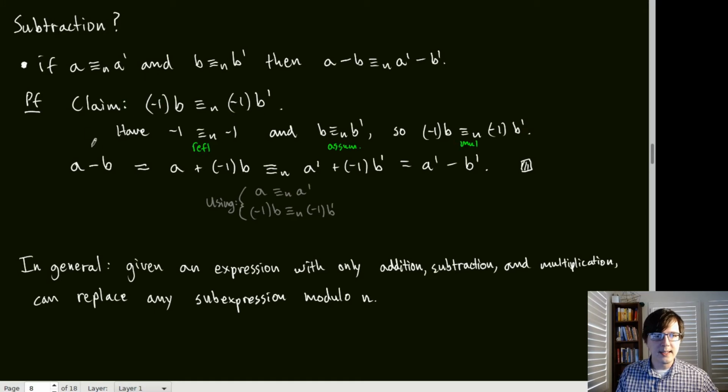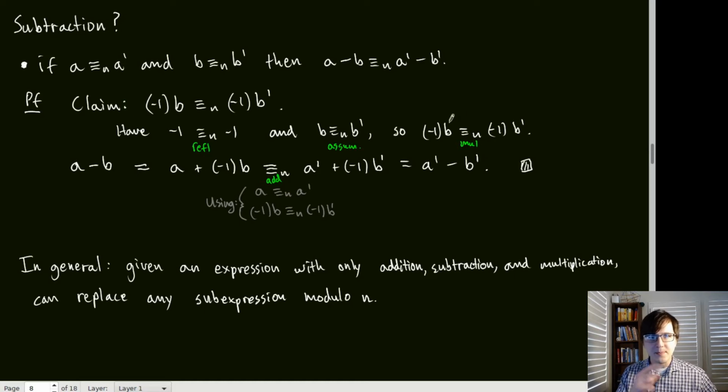Okay, so now let's show this congruence directly. We have a minus b is equal, of course, to a plus negative 1 times b. And then, using the addition law, we have, first of all, by assumption, a is congruent to a prime. And by our claim, minus 1 times b is congruent to minus 1 times b prime. So by addition, a plus minus 1 b is congruent to a prime plus minus 1 b prime mod n. And then that's equal to a prime minus b prime.